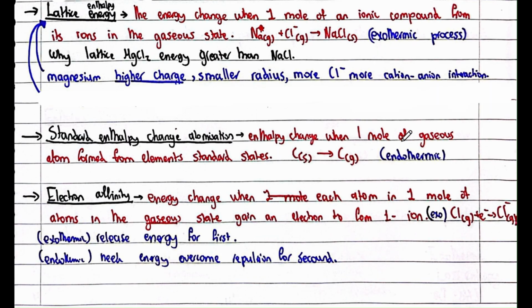So, we're going to talk about the standard enthalpy change of atomization. It's the enthalpy change when one mole of gaseous atoms is formed from its element in the standard state. It's an endothermic process.